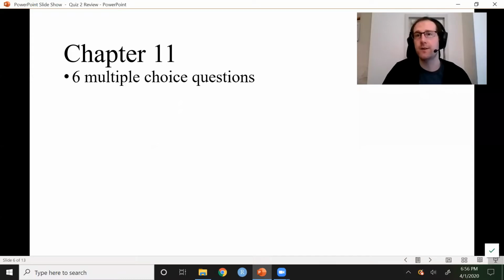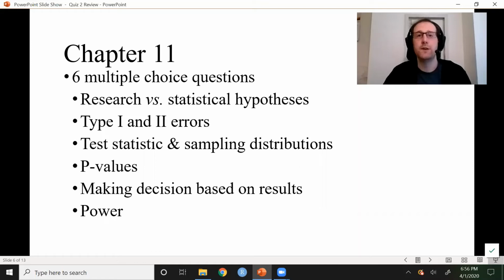For chapter 11, there's going to be 6 multiple choice questions. So you should be able to know the difference between a research hypothesis and a statistical hypothesis, and know the difference between a type 1 error and a type 2 error. You should know what a test statistic is and what a sampling distribution is. You should know what p-values are and how to interpret a p-value. You should be able to make a decision if I give you a test statistic and a p-value, and know what type of decision you'd make under that circumstance. And also know what power is and how to interpret power.